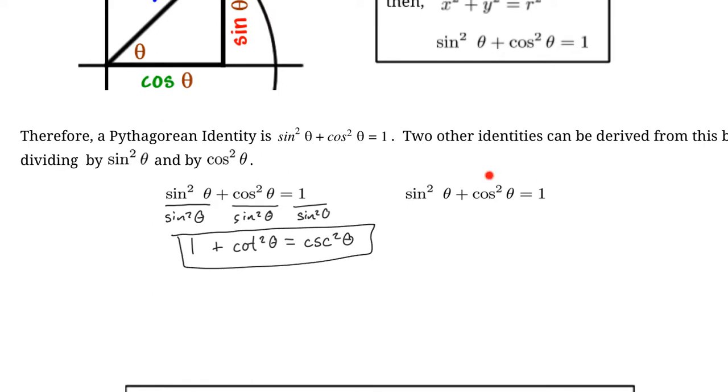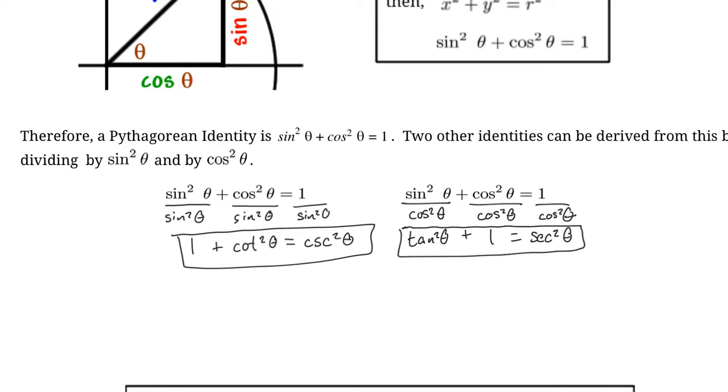Now let's take our original Pythagorean identity and divide everything by cos squared theta. So we need to divide sine squared theta by cos squared theta, cos squared theta by cos squared theta, and divide 1 by cos squared theta. Sine squared theta divided by cos squared theta is just tan squared theta. Cos squared theta divided by cos squared theta is just 1. And 1 divided by cos squared theta is just the reciprocal of cosine, so that's secant squared theta. And this would be our third Pythagorean identity.